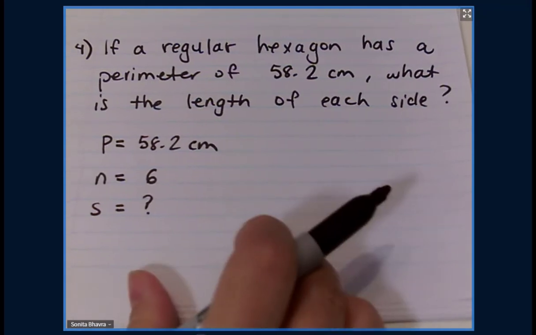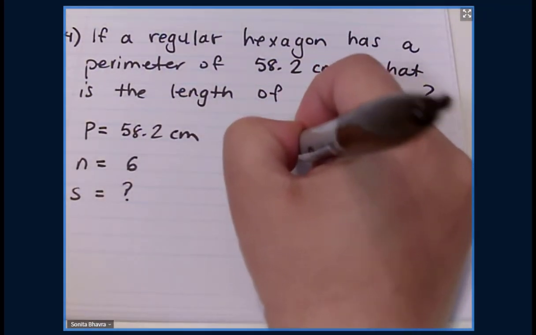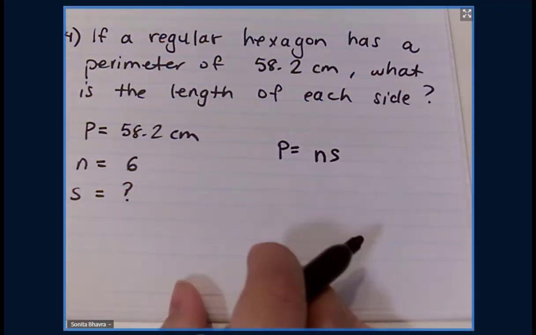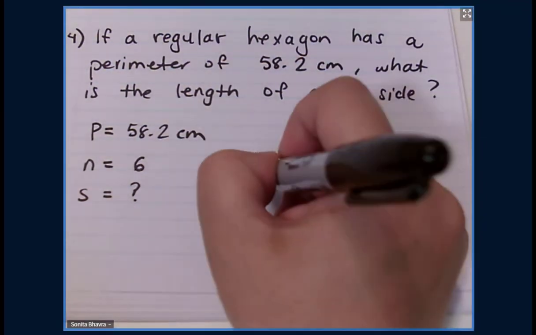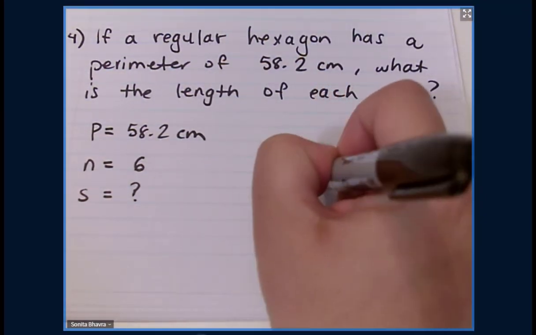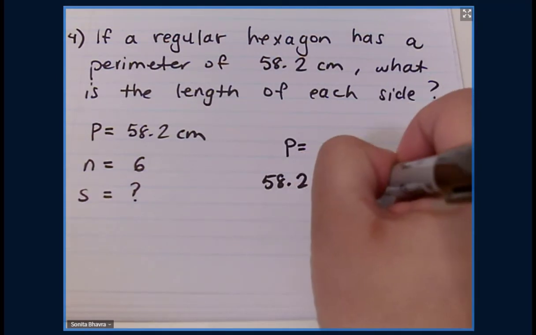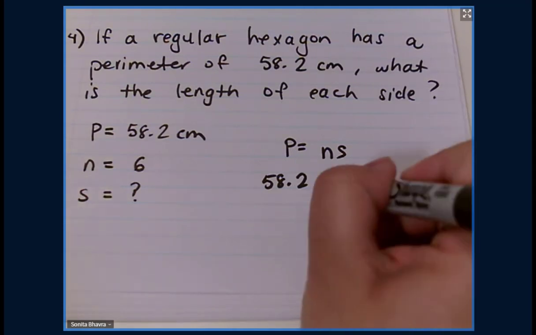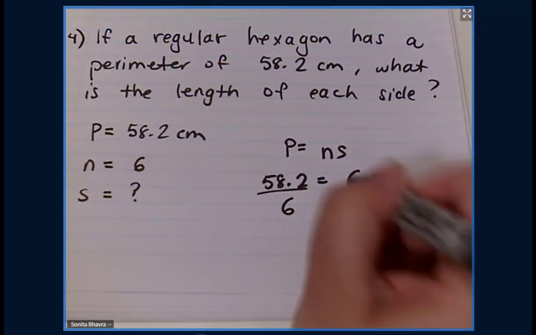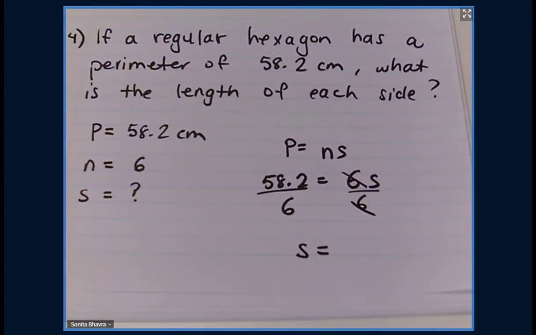So that is basically what we are trying to solve for. So you can just use the formula that was given in the sheet, which looks like this. Perimeter is equal to N times S. We know that the perimeter is 58.2, which is equal to 6S. And then to solve for S, you just have to divide by 6 on both sides. And that will give me that S is equal to 58.2 divided by 6, which is equal to 9.7 centimeters.